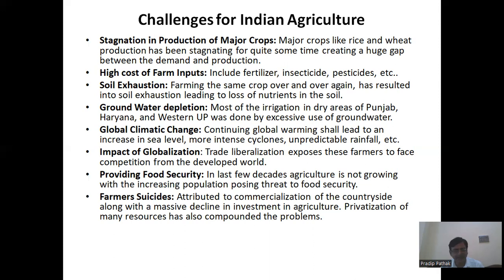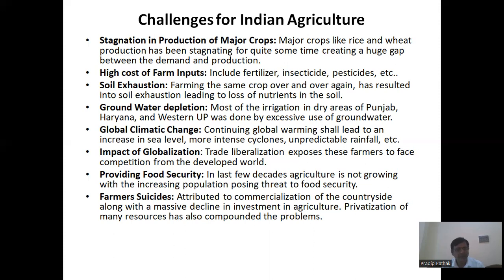And this is largely because most of the irrigation in the dry areas of Punjab, Haryana, and Western UP has been done through excessive use of groundwater. Another cause of concern is global climate change. It leads to an increase in the sea level, more intense cyclones, and unpredictable rainfall, thereby causing huge damage to agriculture. The impact of globalization has also happened, and now the farmers have to face stiff competition from the developed world, for which they are not better equipped.